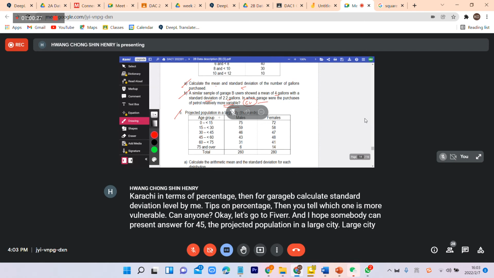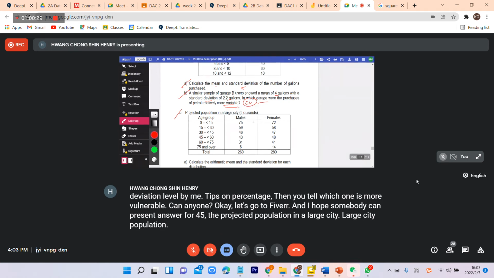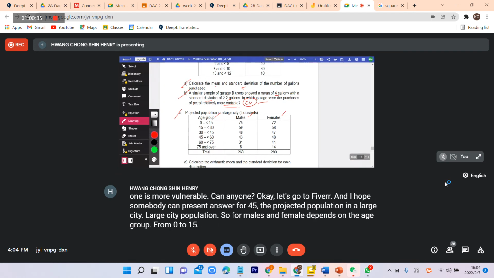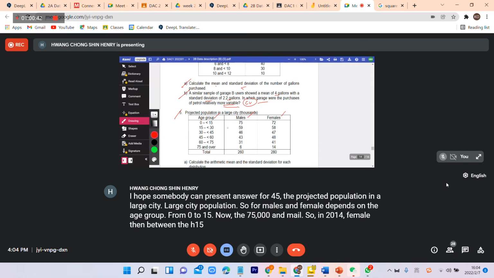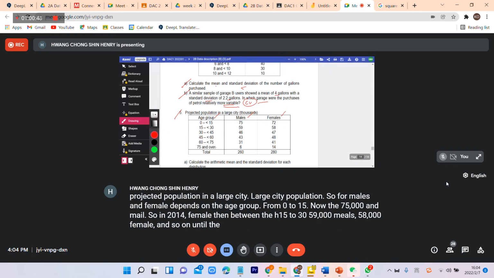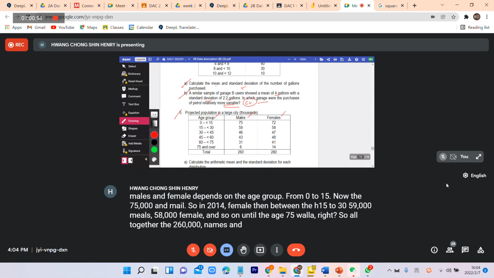Large city population. For males and females, it depends on the age group. From 0 to 15, there are 75,000 males and 72,000 females. Between the ages of 15 to 30, 59,000 males and 58,000 females, and so on until the age of 75 and over, right? Altogether, they have 260,000 males and 280,000 females.